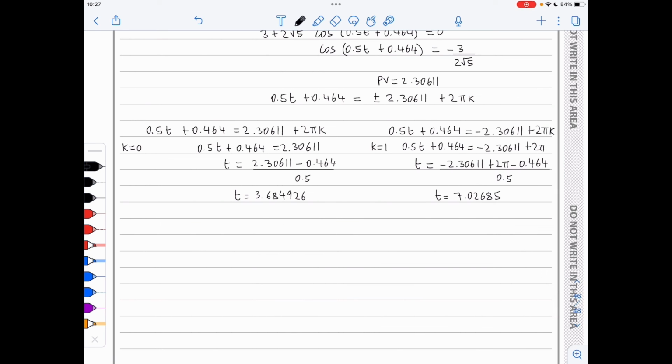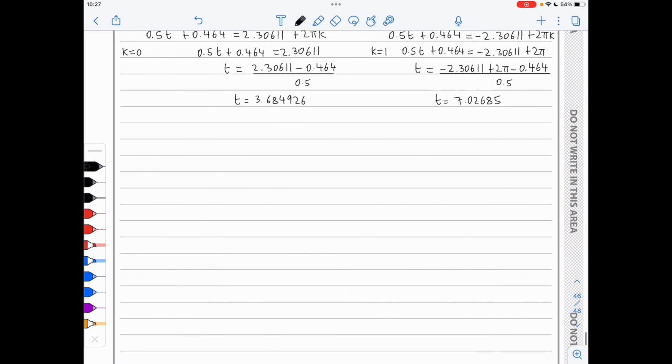So the capital T that we were after, the duration of time for which the point P is below water level, is simply the difference between these two values of t. So 7.02685 minus 3.684926, which gives an answer of 3.34 seconds.